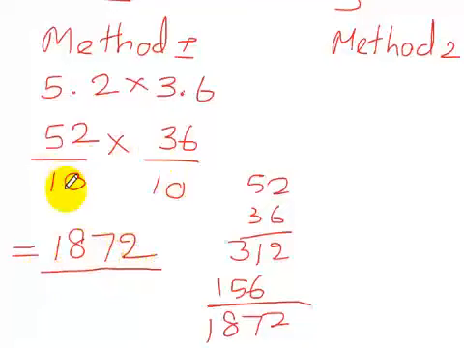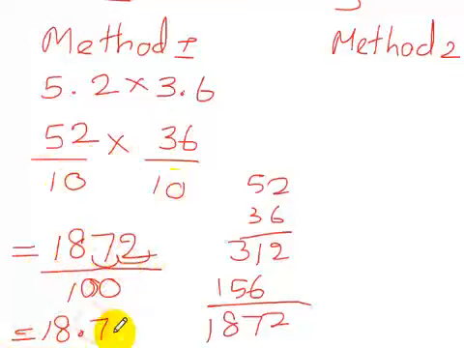That is the value in the numerator. This value you should divide by the value in the denominator. 10 into 10, 100. So there are two zeros in the denominator, so there should be two decimal places here. The answer is 18.72.